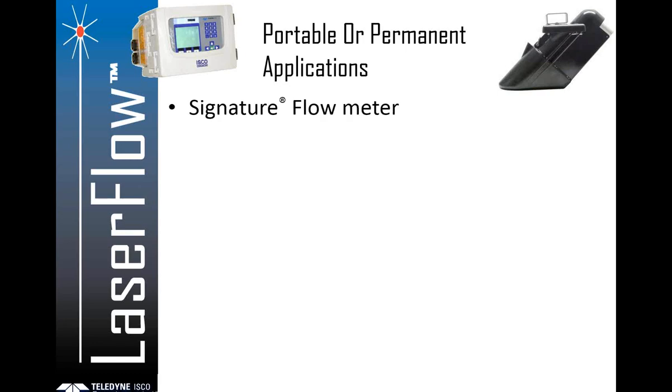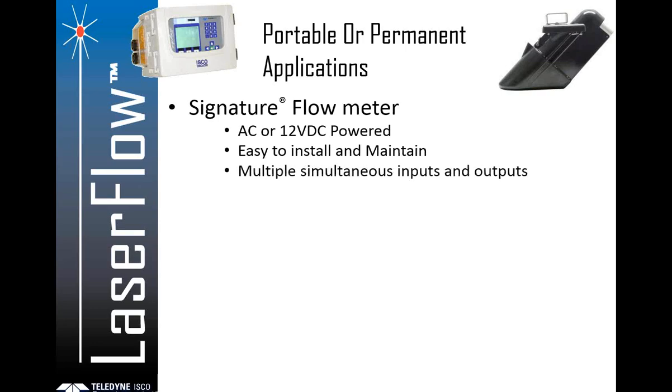Now, for either permanent or semi-portable applications, we have the Signature Series flow meter. The signature can be powered either by AC or 12-volt DC. It has a display and keypad on it. It has multiple and simultaneous inputs and outputs. We'll show a graphic of that in just a minute here. And there's a lot of field upgradable options on that.